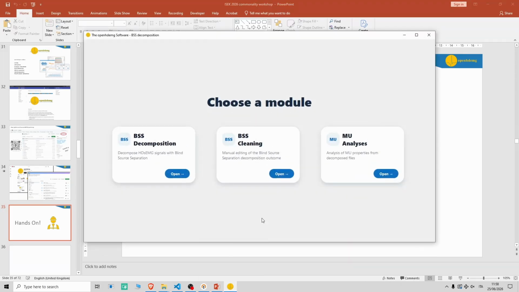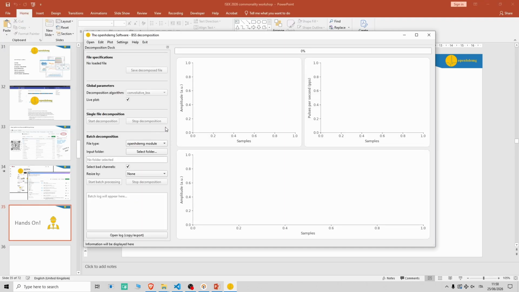As I said, we start using the openhdemg software, which is a modular framework, a modular software. At the moment, we have three modules: the blind source separation decomposition, the related cleaning, and then the motor unit analysis. The motor unit analysis is similar to what was previously present in the user interface of the library. Now we have improved it with a lot more functionalities, and in a more stable framework. And of course, since it is modular, in the future we will be able to expand it based on our necessities.